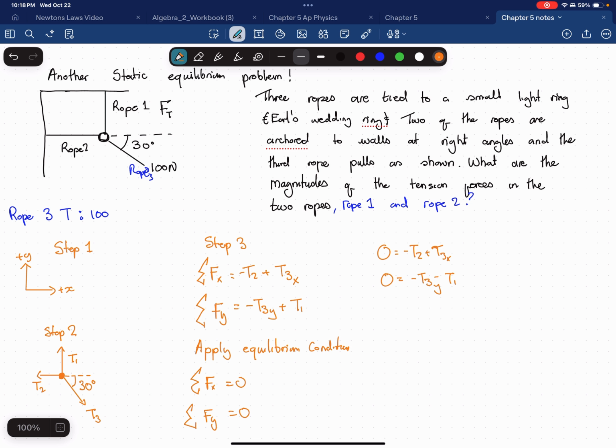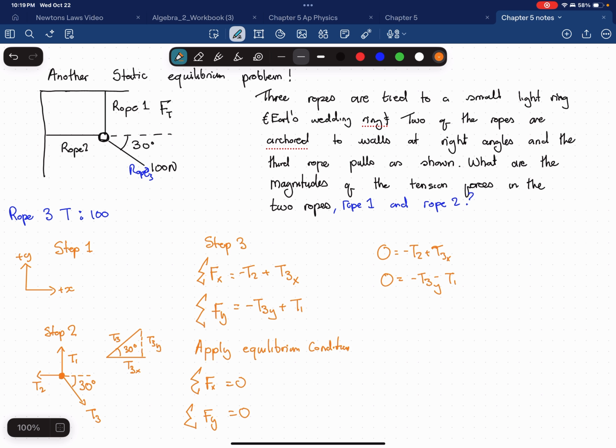All right, so now how do we find these components? We break down T3 into its components. If I look at my T3 triangle here, I can redraw my triangle like this. T3 is my hypotenuse, and the angle it makes with the horizontal is 30 degrees. Then we have a T3x over there, and vertically, right here, we have a T3y.